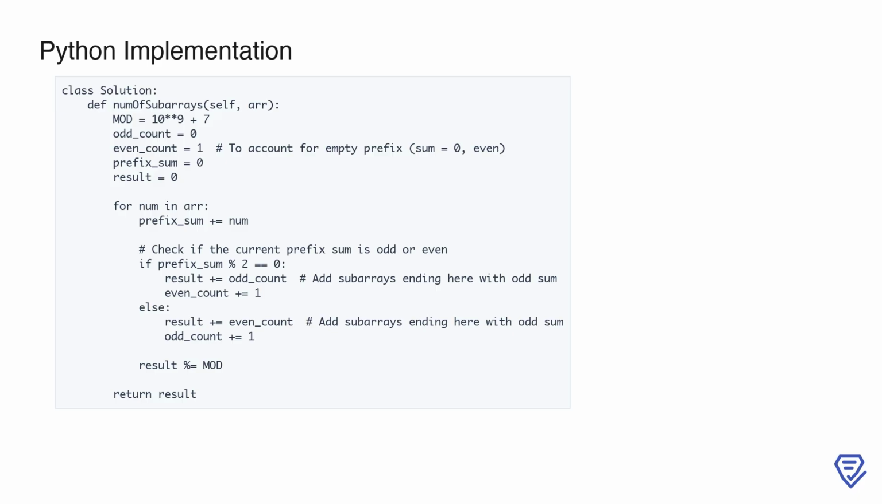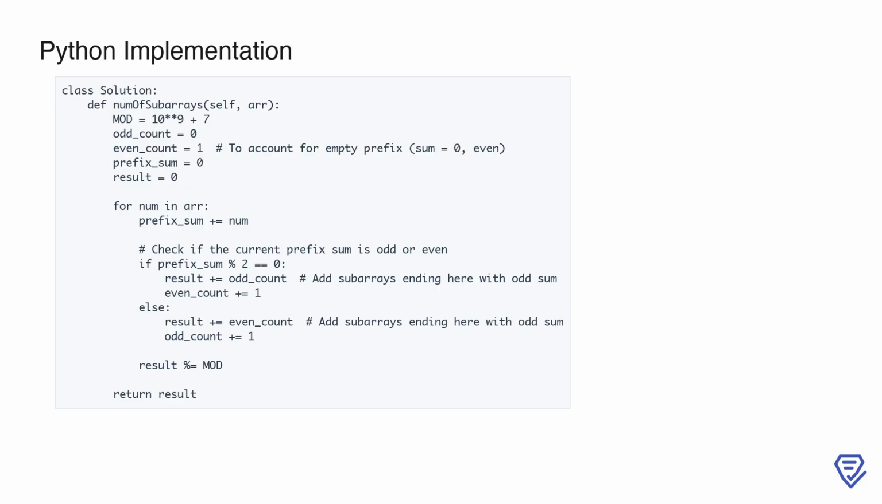This implementation solves LeetCode problem number 1524 by using a prefix sum approach combined with modular arithmetic. The goal is to count subarrays with odd sums, and we achieve this efficiently by leveraging properties of prefix sums. The number of subarrays function starts by defining a constant mod to handle large results, as required by the problem constraints. Two counters, odd_count and even_count, track the number of prefix sums seen so far that are odd or even. Initially, even_count is set to 1 to account for the empty prefix with a sum of 0, which is even.